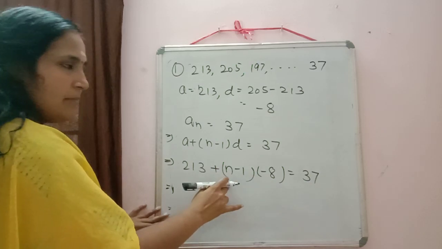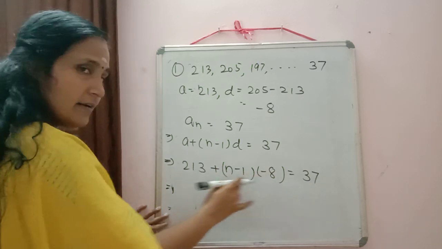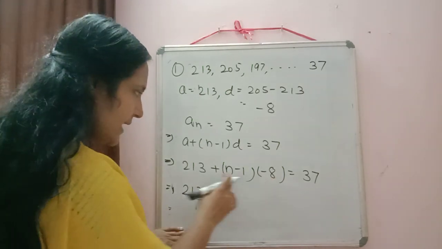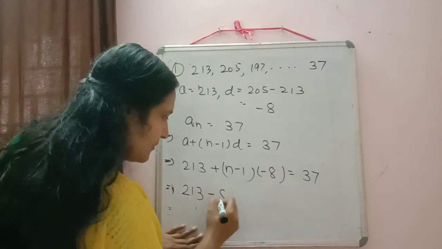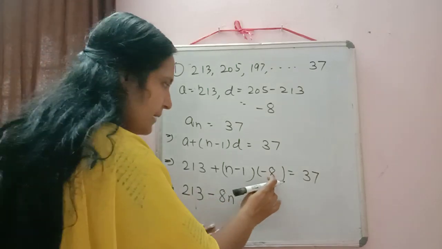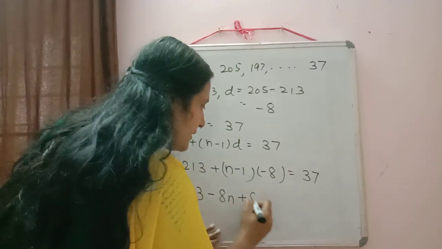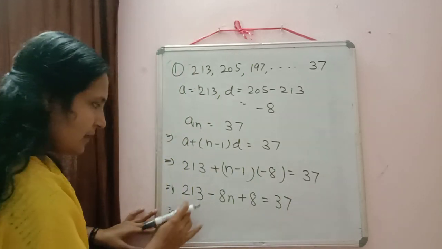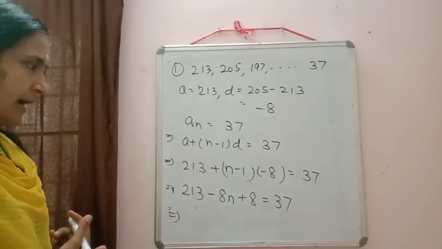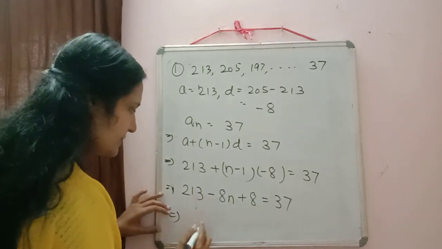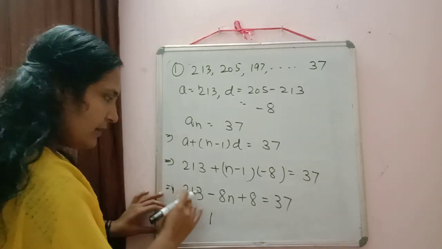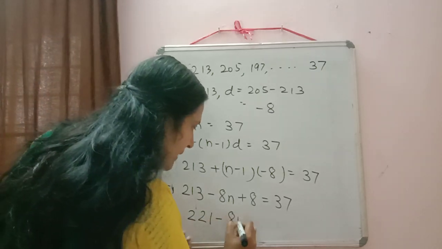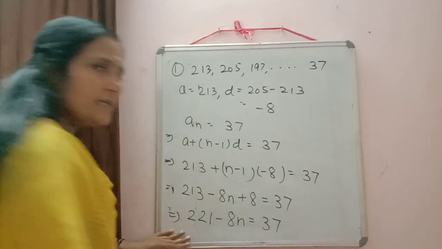If you want to do it from here, you can do it from here. Okay, so I am doing it from here only. 213 minus 8 into n will be equal to minus 8n. Minus 8 into minus 1 will be equal to plus 8 is equal to 37. Now 213 and 8 I am adding, so it will be equal to 8 plus 3, 11, carry over 1, 1 plus 1 will be equal to 2. So 221 minus 8n is equal to 37.